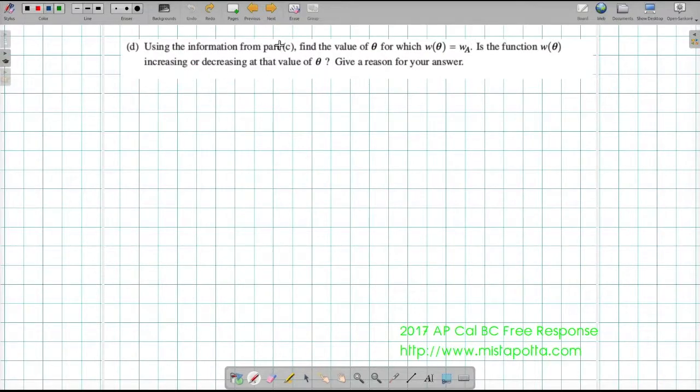Part D says, using the information in part C, find the value of theta for which W of theta equals W of A. And it wants to know, is this function W of theta increasing or decreasing at that value? Give a reason for your answer. So what I've got is that 2 cosine theta minus the expression 1 plus sine theta cosine 2 theta has got to be equal to 0.485. And I want to solve this for theta somewhere between 0 and pi over 2.